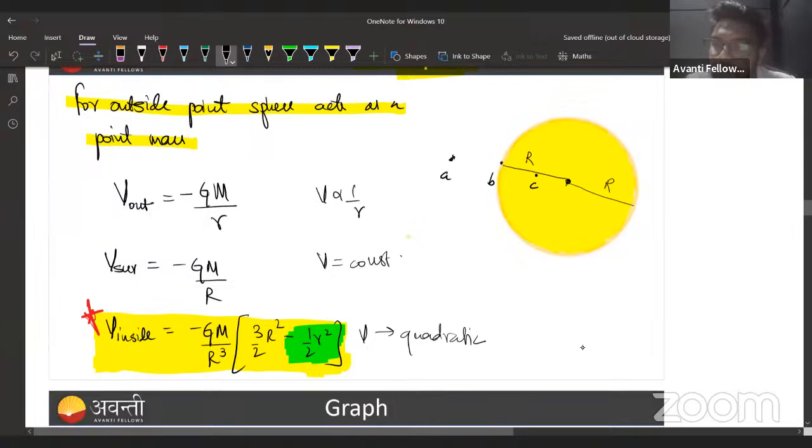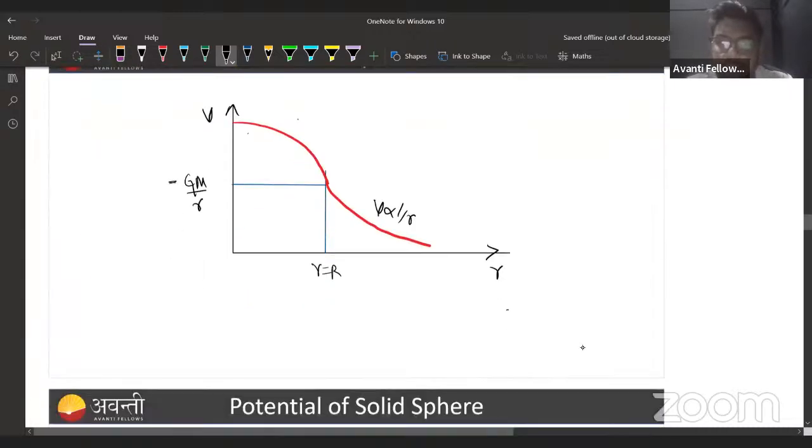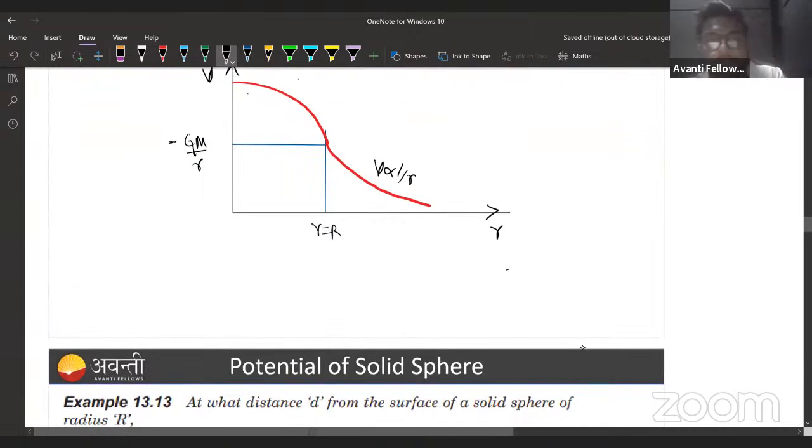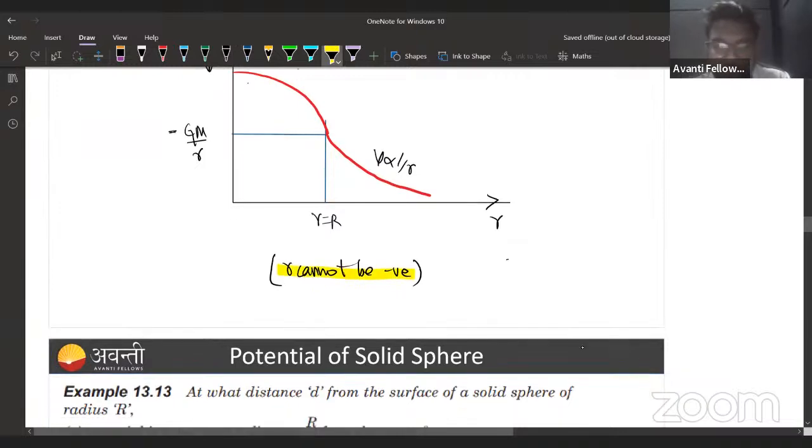What is the minimum value of this R? The minimum value of this R can be 0. If you reverse that value, it will again be positive, right? So minimum value is 0. R cannot be negative. Here I'll write it down, R cannot be negative, right? Remember that. This is important. So hopefully this graph is clear to you all.